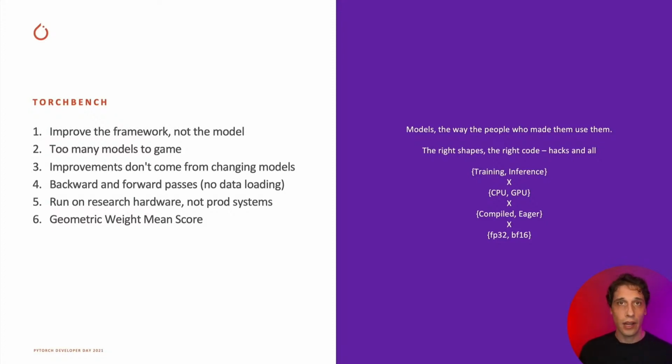So we have a way to compute a score through geometric meaning, and we have all sorts of different configurations from all sorts of different models written as a researcher would write them. And this gives us the most accurate view possible into, if we make a change in PyTorch, how will users actually feel and experience that change in their work, in the workloads they run.